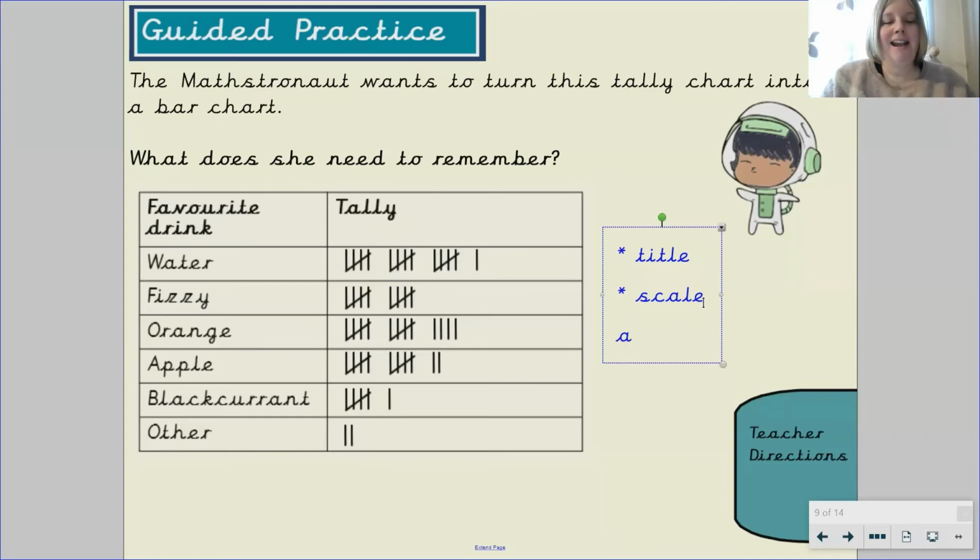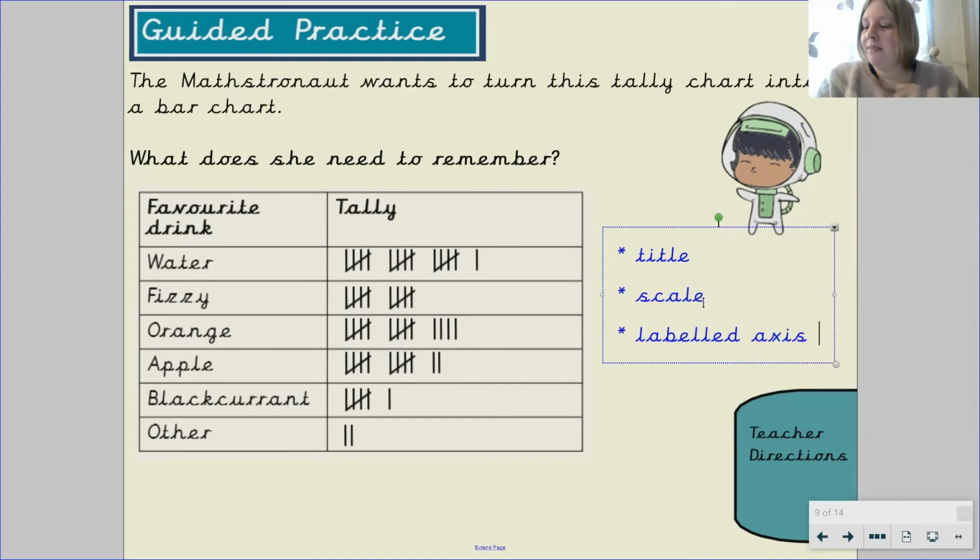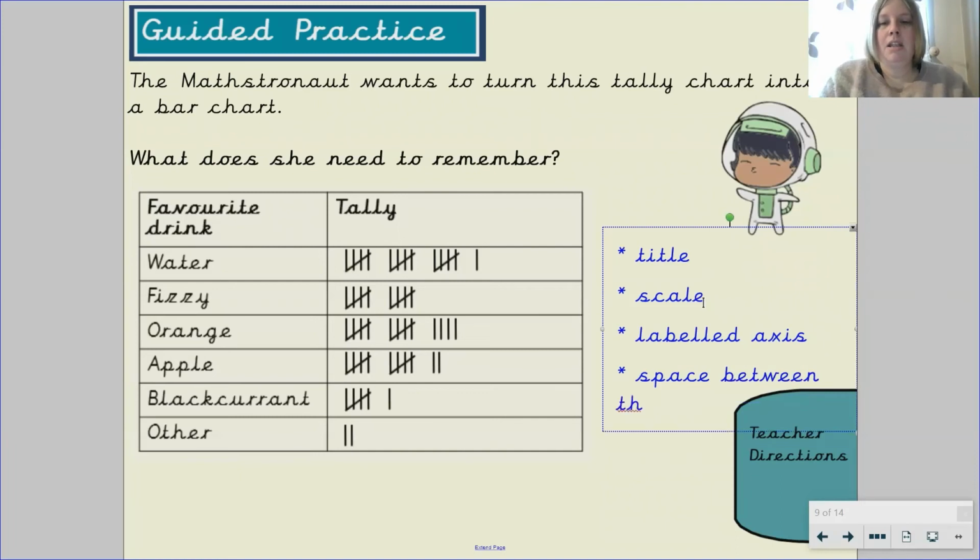It needs to have an axis. Oh, and they need to be labelled axes. So we've got a title, we've got a scale, and we've got labelled axes. The bars need to be the same distance apart. So we need the space between the bars. And we also need to use a ruler to help us to draw our bar chart. So that is your checklist for what you will need to remember when you are drawing your bar chart.